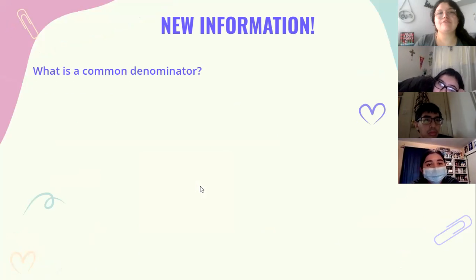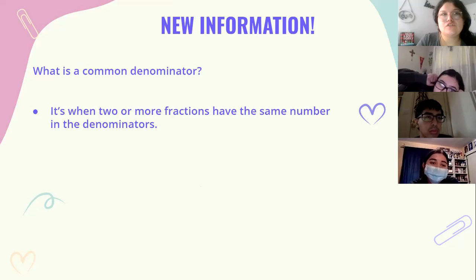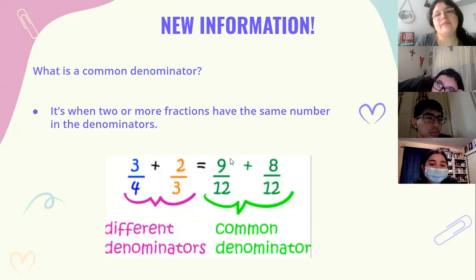So this is some new information that we're going to be learning today. We are going to be learning what is a common denominator. So a common denominator is when two or more fractions have the same number in the denominators. And here we have 9/12 and 8/12. So since they both have 12 on the bottom, they have common denominators.